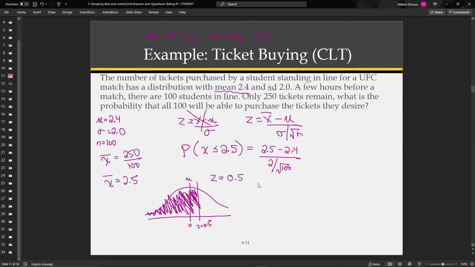Don't forget to write it out the proper way. So the probability that z is less than or equal to 0.5 is equal to the probability that x is less than or equal to 2.5. And when you go figure that out, we got 0.6915 on the table. So there's a 69.15% chance that everybody is going to be able to get the tickets that they desire based on that distribution. Wonderful. Okay, and now we get to a topic change here.